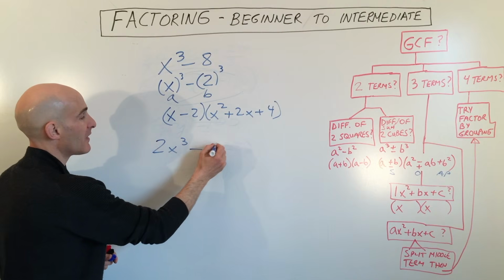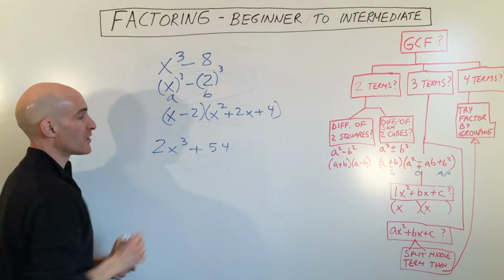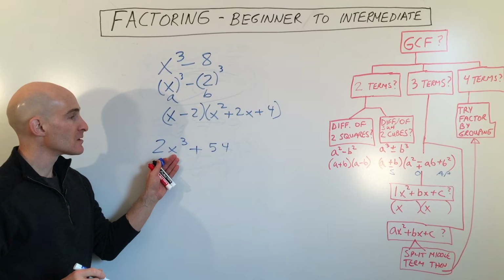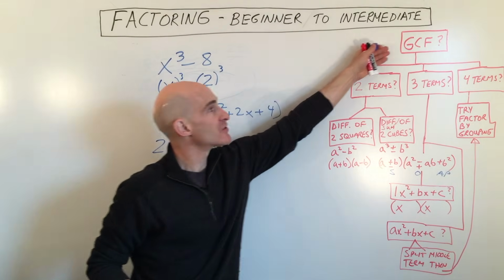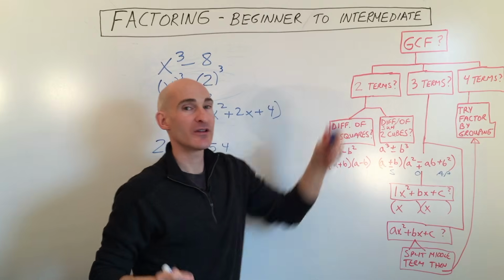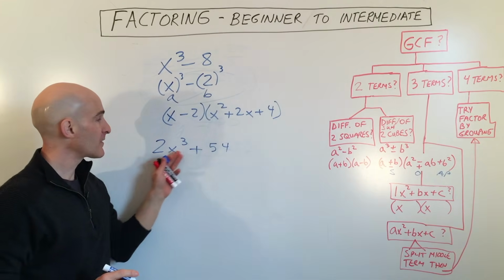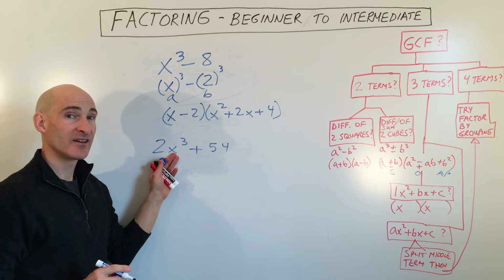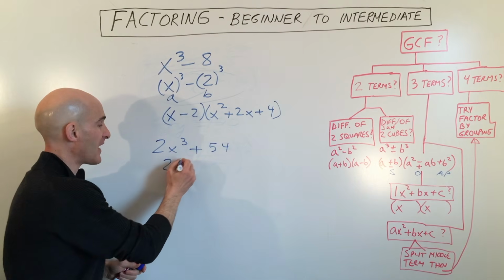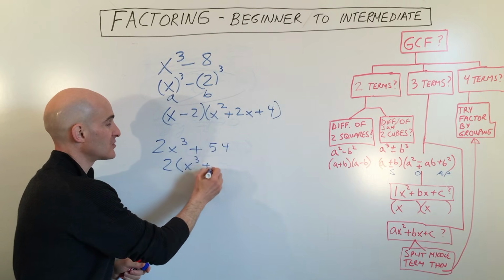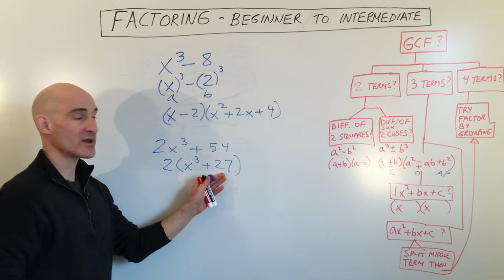Let's do this one here: 2x cubed plus 54. So here again, the first step is: is there a greatest common factor that we can factor out? If so, do that first. Looks like both of these terms are divisible by 2. So we're going to factor out the 2. We've got x cubed plus 54 divided by 2, which is 27.